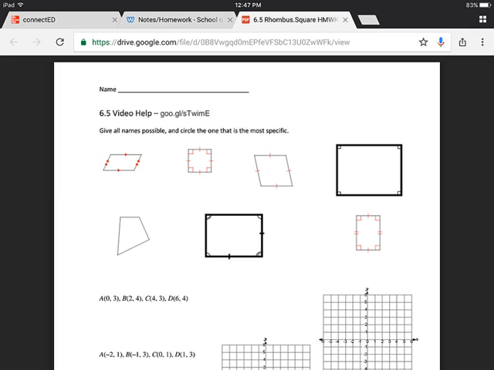Okay? So all the names possible. So this first one, okay? Is it 4-sided? Yes. So it's a quadrilateral. Okay? Is it a parallelogram? Well, I look at my theorems. Yes, it is a parallelogram.